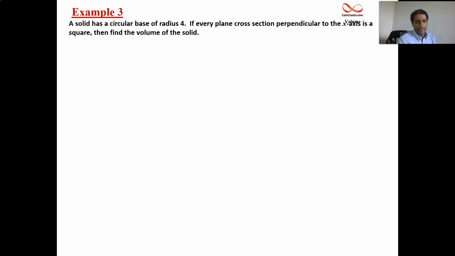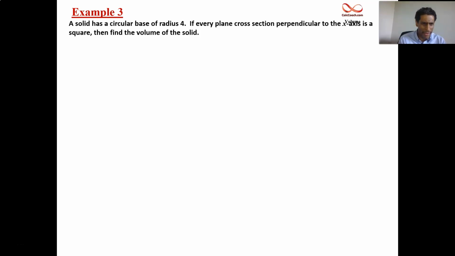All right, you ready? First up, example 3. A solid has a circular base, and the base has a radius of 4. You slice perpendicular to the x-axis, and this time you have a square. Our job: find the volume of the solid that comes out of that.